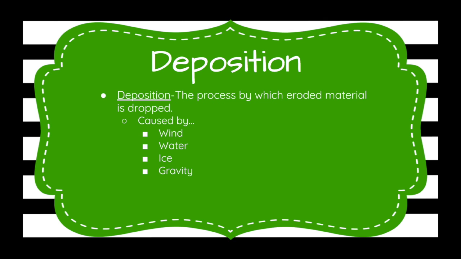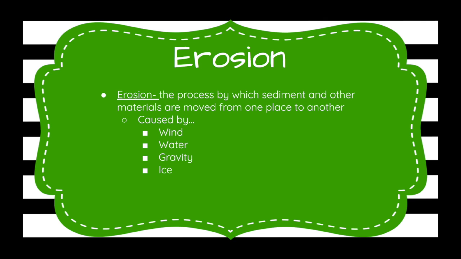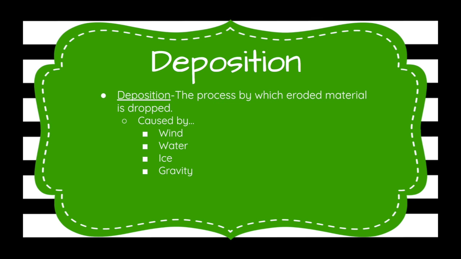Similarly to erosion is deposition. Now, deposition is the dropping of material. So weathering breaks it down, erosion moves it from one place to the next, and deposition is going to drop it. And again, the agents of deposition are the same as erosion. If you notice, wind, water, gravity, ice. They both have those same four things that can cause erosion and deposition. Okay?